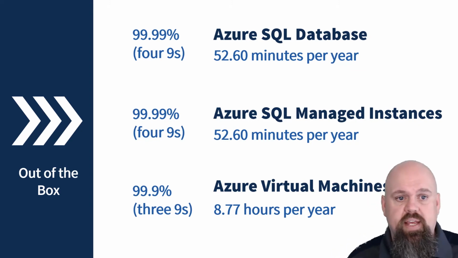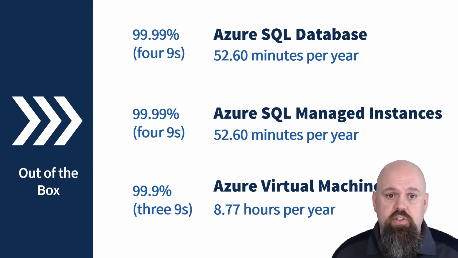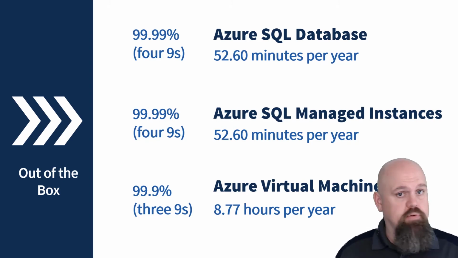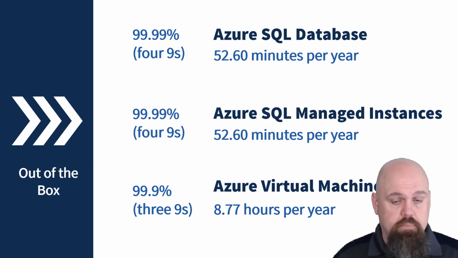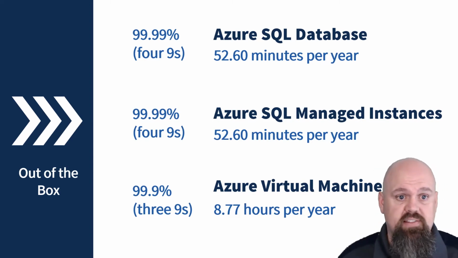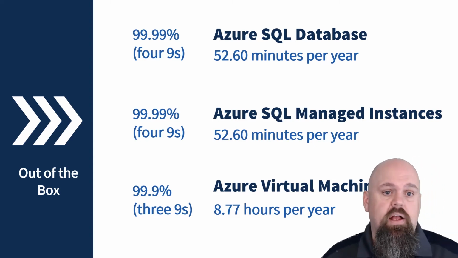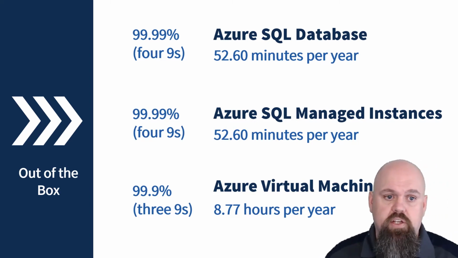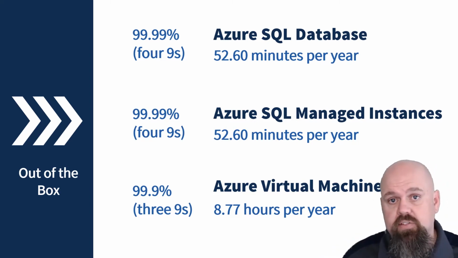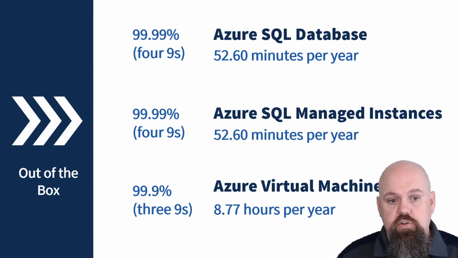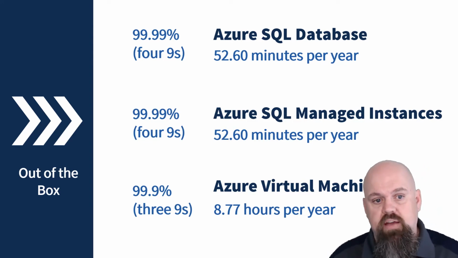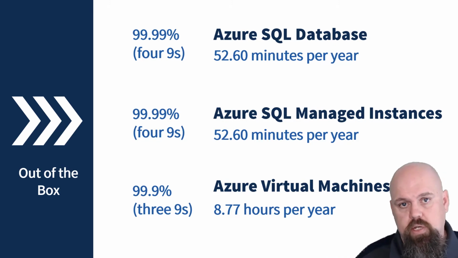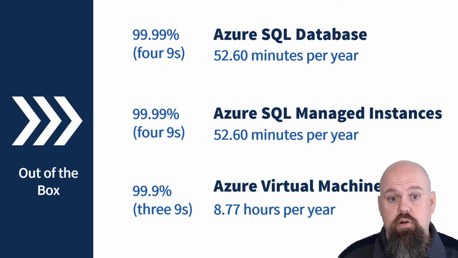Out of the box, we get 4 nines with Azure SQL Database, which means that we experience 52.60 minutes per year of downtime, which over the span of 365 days is not a lot, in my opinion. Same thing with Azure SQL Managed Instances. If you have either one of those 2 products, you get 4 nines right out of the get-go. With Azure Virtual Machines, you get a little bit less. You actually have 3 nines, and so you experience roughly 9 hours of downtime per year.